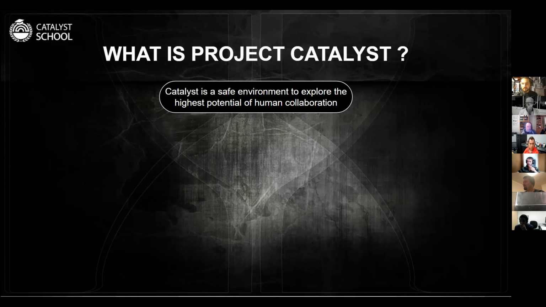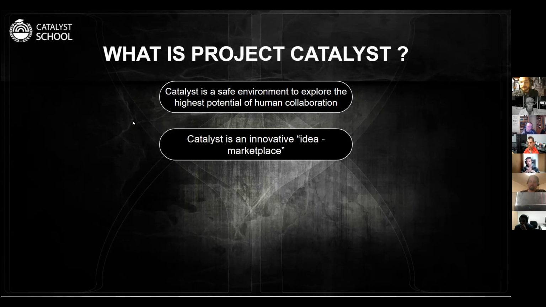We are bringing people together. We have the resources to experiment, and we are trying to see how people can collaborate and make impactful projects based on this new technology and also on human collaboration. And it also can be seen as an innovative idea marketplace, because we are sharing ideas and letting the Cardano community vote on those that look most promising.